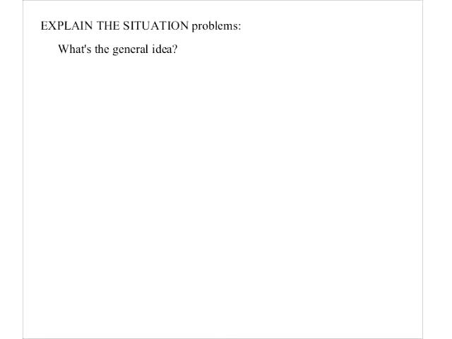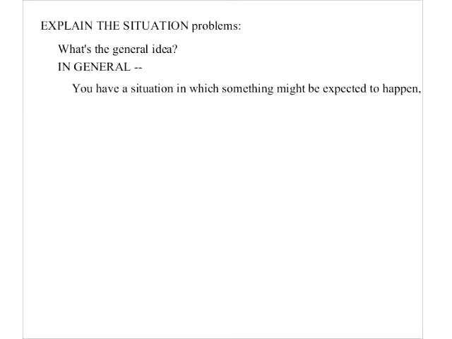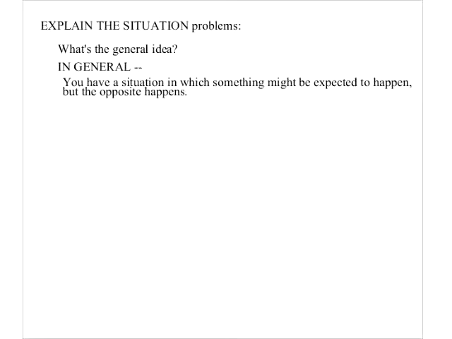Okay, two contrary events. That's getting closer. Something sounds inconsistent. In general, yeah, that's pretty much what it is. You have an apparent contradiction. It's not just a comparison between events. You have a situation in which something might be expected to happen, but the opposite happens. Because something needs to be explained. Something is surprising or something is unexpected. So here's an example. I'm just going to make this one up on the spot.